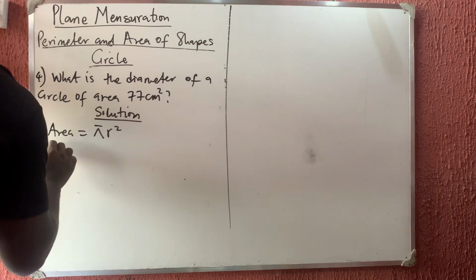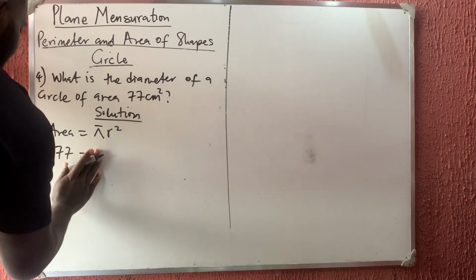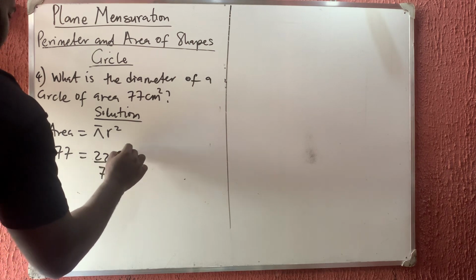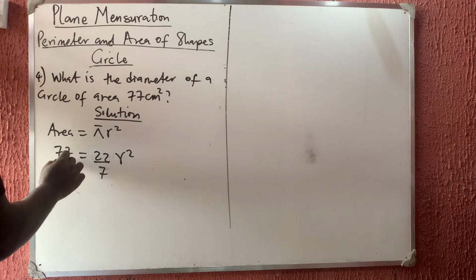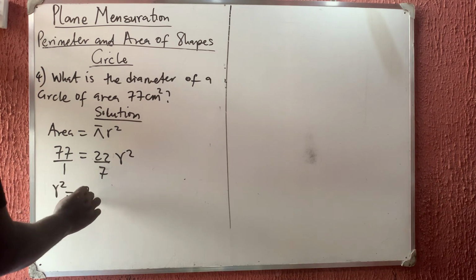So we now have that the area, which is 77, is equal to pi r square. My pi is 22 over 7, so 22 over 7 r square. So what do we have? By cross multiplying, I have that r squared is equal to what?